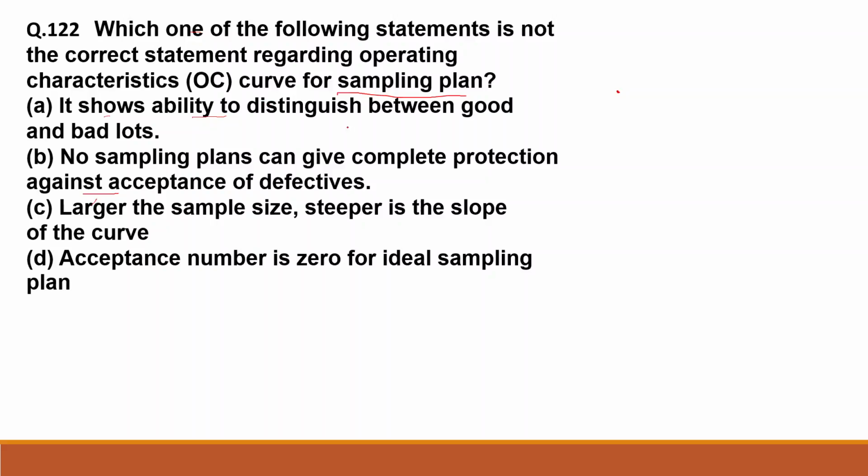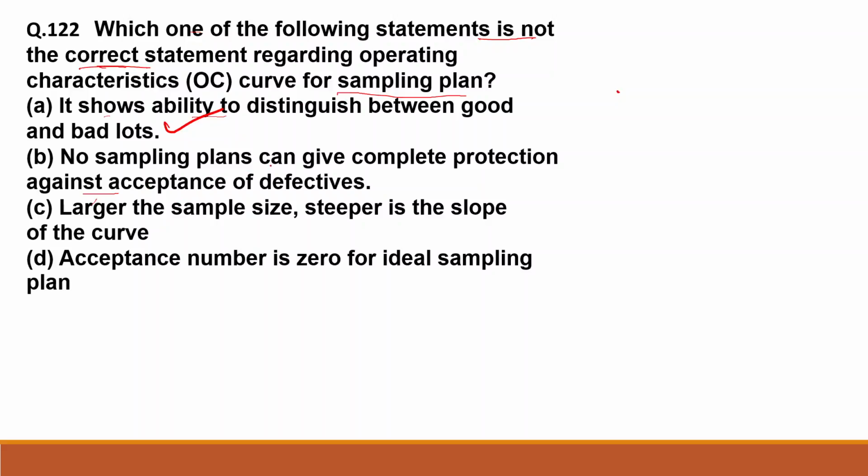Because it shows the ability to distinguish between good and bad lots, in the OC curve it shows the distinction between the good and bad lots. Okay guys, this question is asking which point is not correct. I thought which point is correct, and I faced that kind of mistake here, so sorry for that. This point is right, it shows the ability to distinguish between good and bad lots.